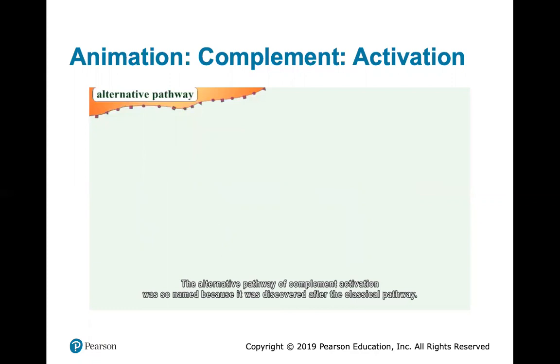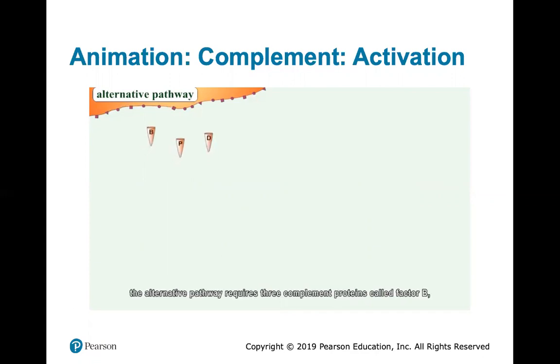The alternative pathway of complement activation was so named because it was discovered after the classical pathway. While the classical pathway requires antibodies specific to the invading microorganism, the alternative pathway requires three complement proteins called factor B, factor D, and factor P, or properdin.